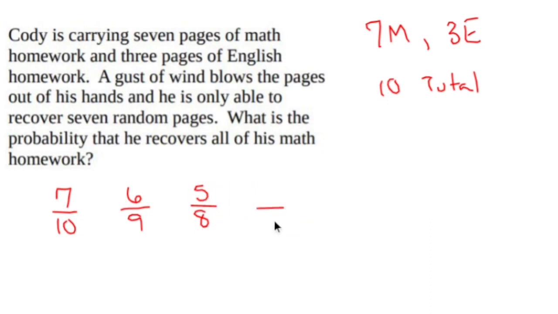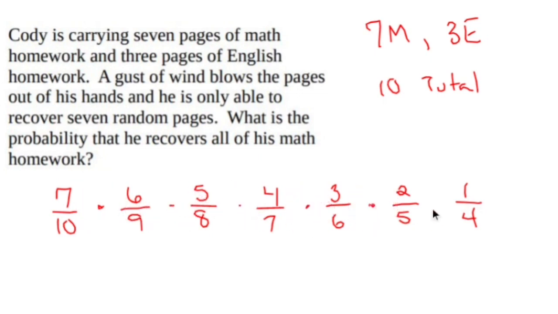All right, 7 total pieces of paper left. 4 of them are math. 6 total pieces of paper left. 3 of them are math. 5 total pieces of paper left. 2 of them are math. 4 total pieces of paper left. The last one is math. Whenever you're doing probabilities and you're doing different probabilities, different events at the same time, you multiply.